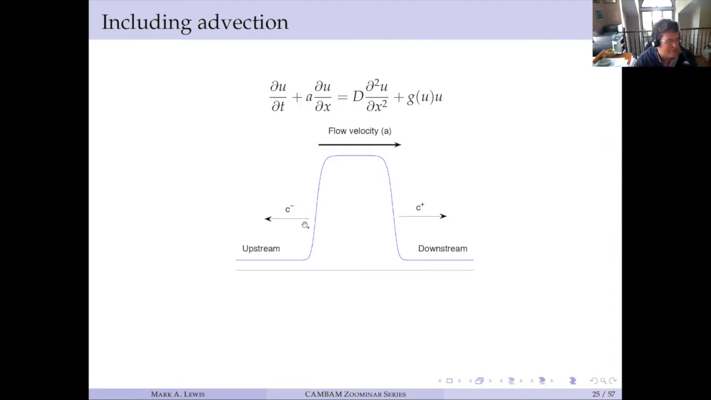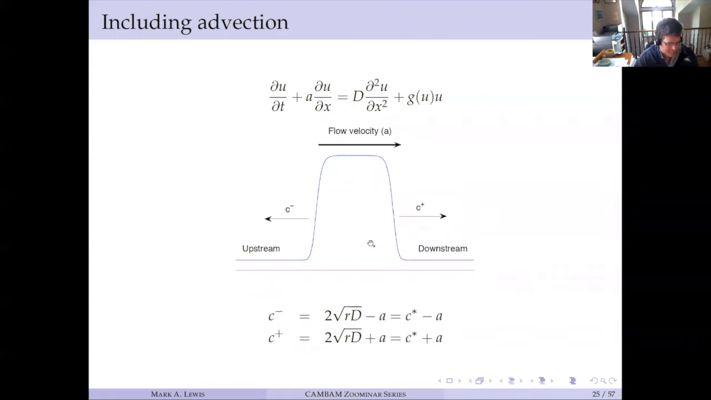There'll be an upstream direction and a downstream direction, and the flow is shifting everything downstream. It's fairly straightforward to show that then the speed in the upstream direction is the Fisher speed minus the shifting speed for the advection, and the downstream speed is the Fisher speed plus A.